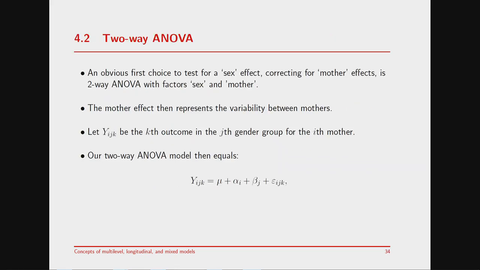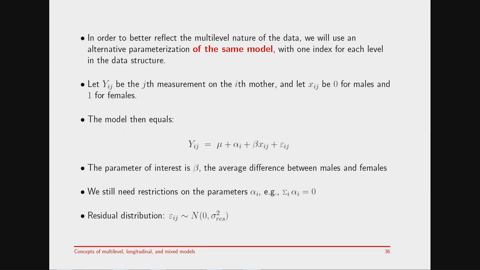Now, what I used here was the traditional ANOVA notation. I can rewrite that model and reparameterize it slightly so that it fits more within our hierarchical dataset structure context that we're talking about. What we then typically do is not use three indices, but use an index for each level of the data structure. And that makes it much easier to understand what we are talking about.